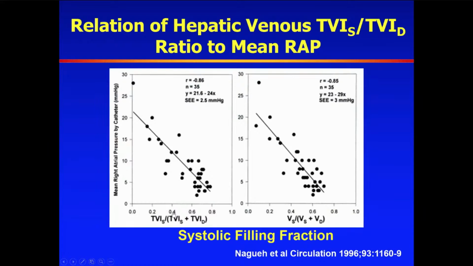And here, similar to the pulmonary vein situation, the less the forward flow that you see happening in systole, the higher the right atrial pressure. Still with some degree of scatter, as you see, whether you use the time velocity integral or the velocities, perhaps better with the time velocity integral than if you use velocities.